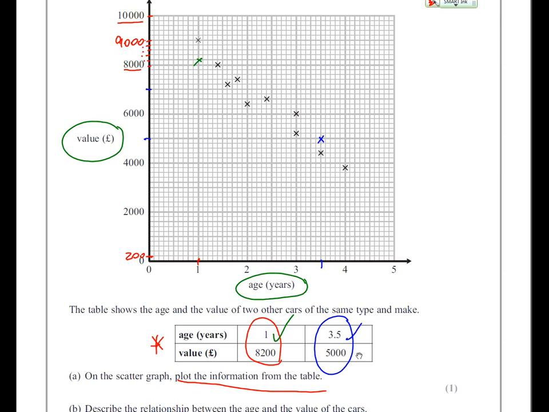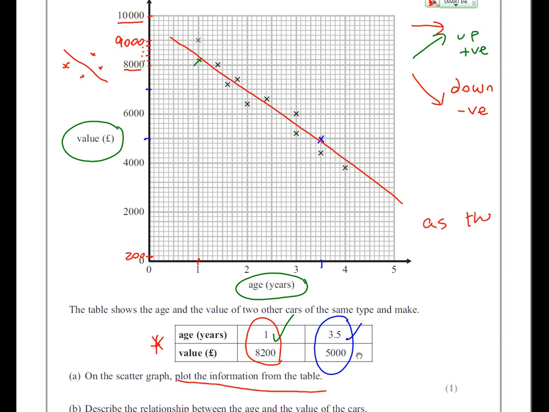Now, if I was sat at my exam desk doing my exam paper, I would now get out my ruler and try and draw a line of best fit that has the same number of points below it as it does above it, okay? So do your best to draw a straight line with your ruler through the middle of those points. That's not bad, I don't think. You can see the line from left to right is going down. Okay, so that's negative. If it was going from left to right up, that would have been positive. And what we're talking about is correlation. Okay, so it's negative correlation, and in context, the relationship between the age and the value of the cars is as the age increases, the value decreases.